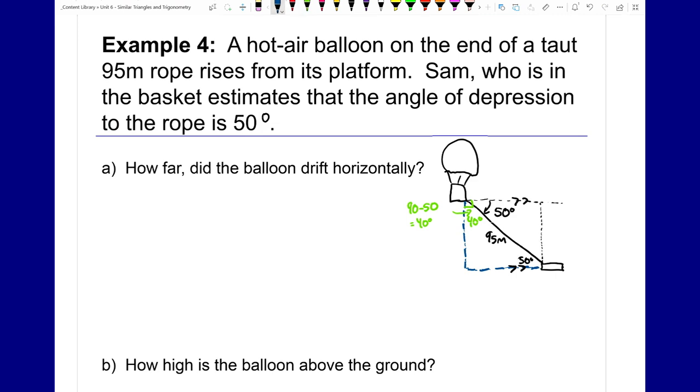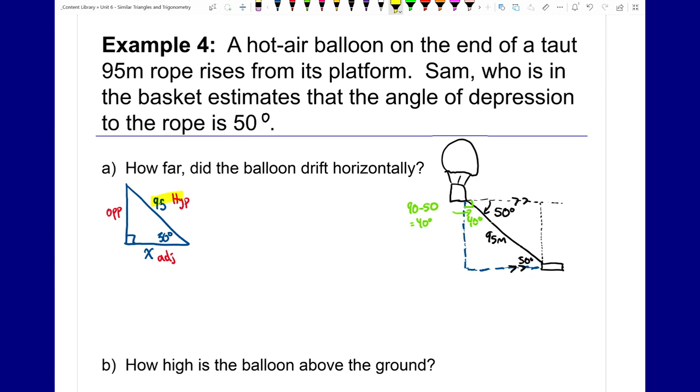So I'm just going to redraw the triangle using the information that I'm going to use. I'm going to use this triangle. Again, it doesn't really matter. I'm going to use my 50-degree angle though, using the Z pattern, because I want to use the angle that I'm given from the question. I have 95 meters, and I'm looking for how far it drifted. Based off of my angle, I can label the hypotenuse, I can label the opposite, and I'm looking for the adjacent.